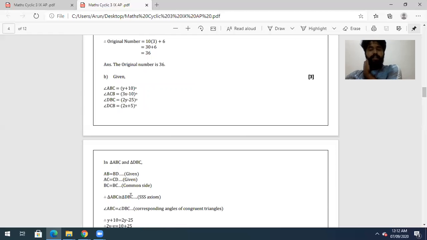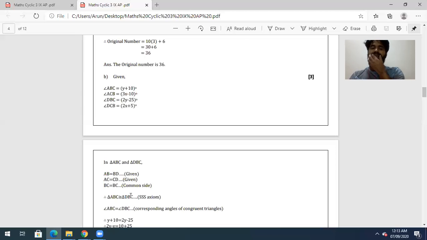In the next question, you will first have to name the triangle. So A, B, C, and the bottom point would be D. So according to the given question, angle ABC is equal to y plus 10 degree. Angle ACB is equal to 3x minus 10 degree. Angle DBC is equal to 2y minus 25 degrees. And angle DCB is equal to 2x plus 5 degree. You can name the triangles according to your wish. You can name them anything.